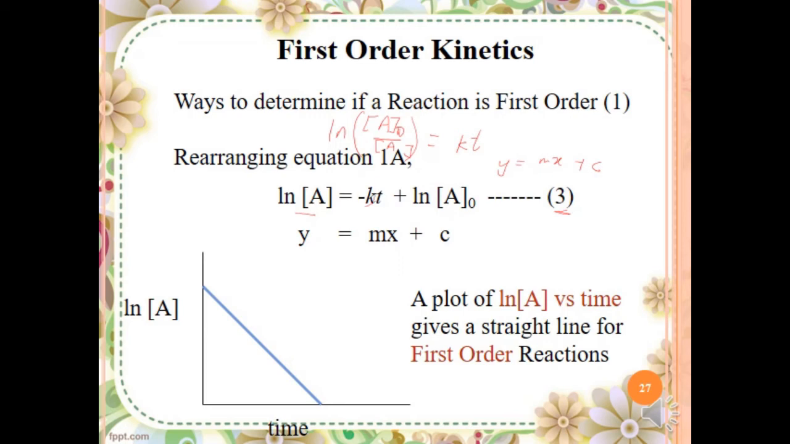So negative k, so negative slope here, and this here is ln A naught. So this is a plot for first order kinetic. You must memorize this plot pattern. For zero order just now, it was concentration versus time. This is first order, ln concentration versus time.